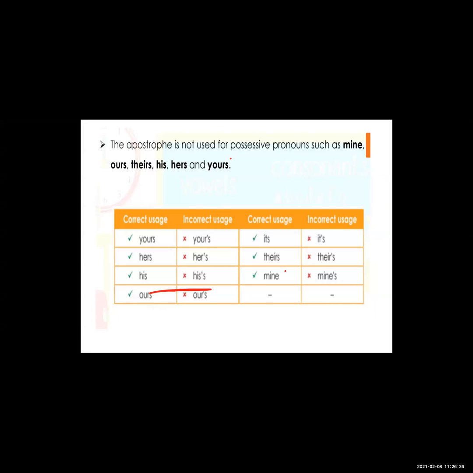Now see, the apostrophe is not used for possessive pronouns such as mine, ours, theirs, his, hers, and yours. So here we will not use the apostrophe. So it's very important. Apostrophe is not used with the possessive pronoun.